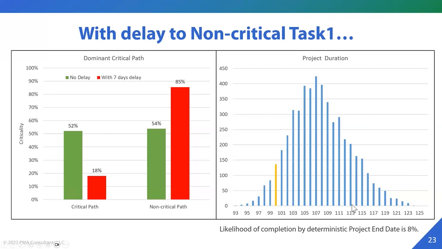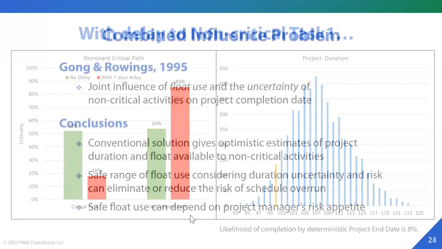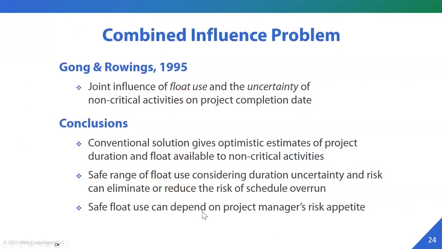So we can see how uncertainty comes into play in this decision making, and how basing the decision of floating or delaying an activity using total float might not be giving you the right answers at that point. Okay. And like Dr. Yee mentioned, the original concept, the theory behind it, actually came out in 1995 when Gong and Rowings discussed the joint influence of float use and uncertainty in your schedule on the non-critical activities and its impact on the project completion date.